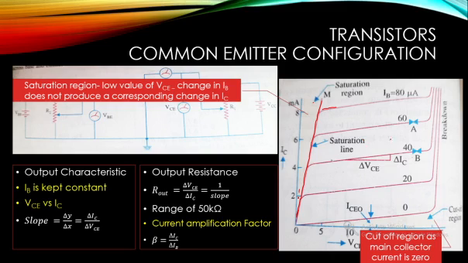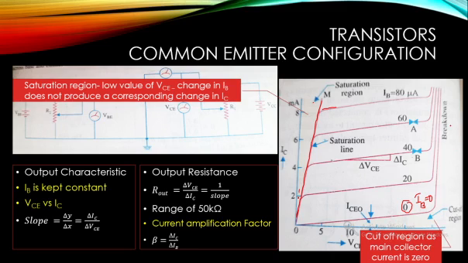Then the next region is the cutoff region. In the cutoff region, the main current is 0. If you give IB as 0, in spite of the input being open, you are getting a current flow across the collector emitter, which is due to the leakage current. So in that region there is no main current, it is only due to the leakage current. That region corresponds to the cutoff region in the case of normal operation of a transistor.